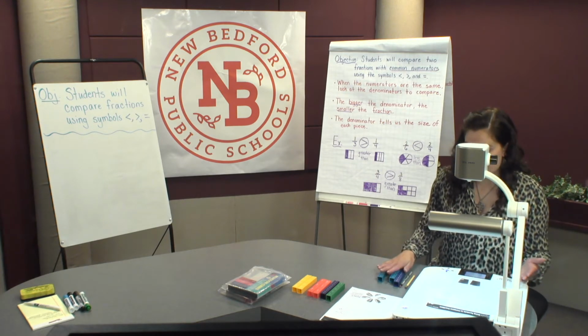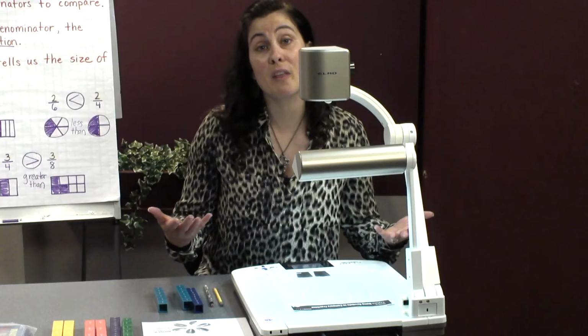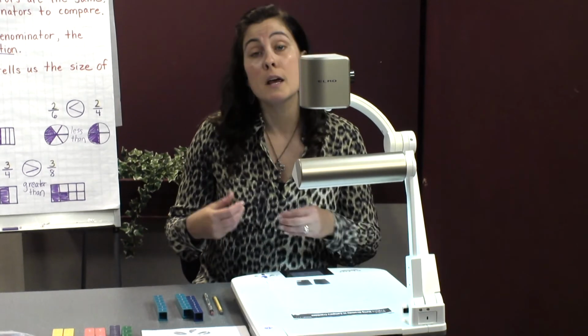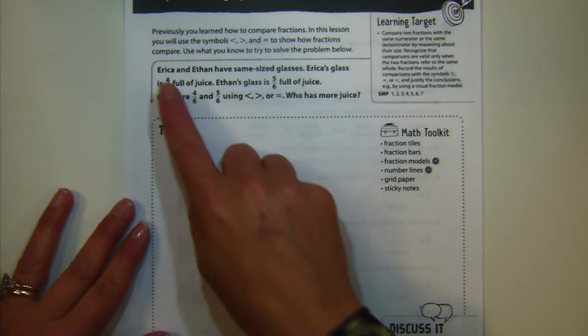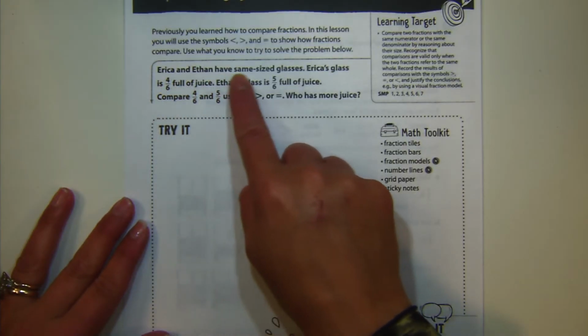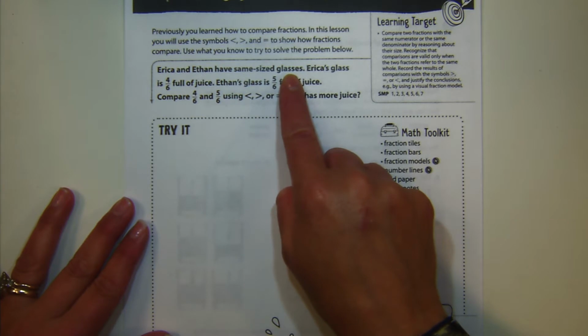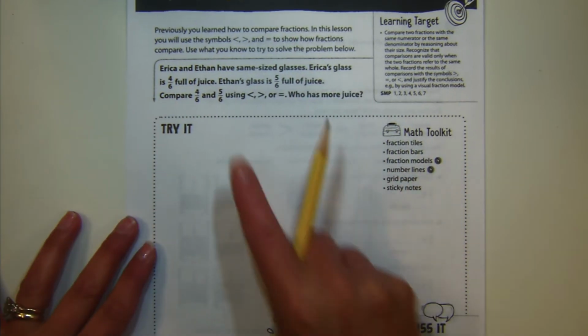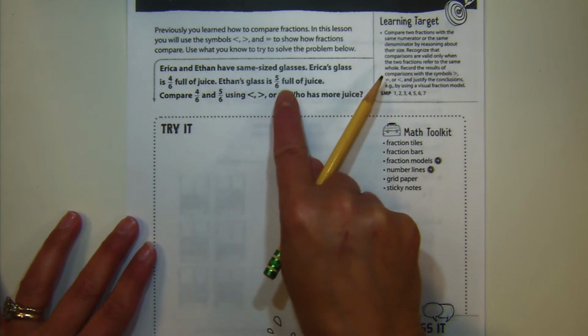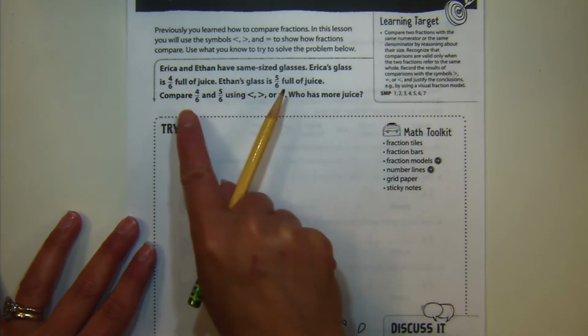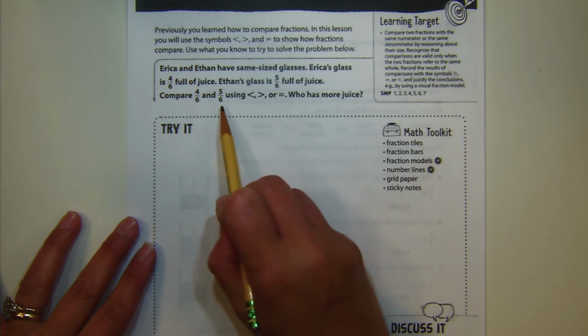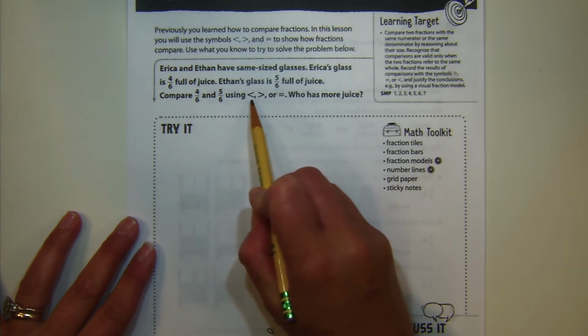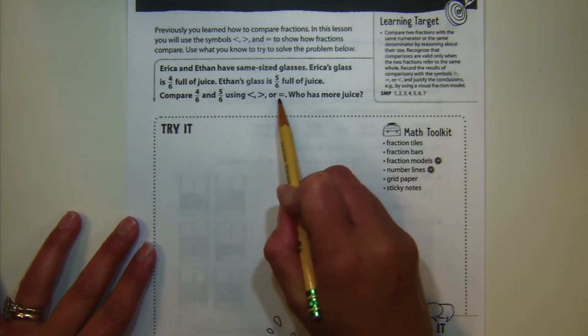And I've brought along some of my fraction cubes so that we can visualize it. We won't have the picture, but we'll use the cubes. So let's go ahead and read this first. Erica and Ethan have same-sized glasses. Erica's glass is 4/6 full of juice. Ethan's glass is 5/6 full of juice. Compare 4/6 and 5/6 using less than, greater than, or equal to.